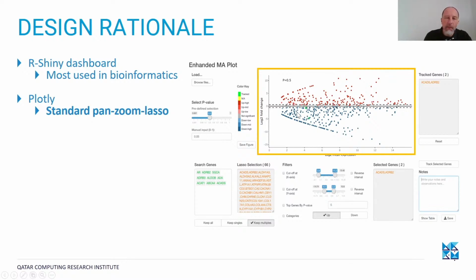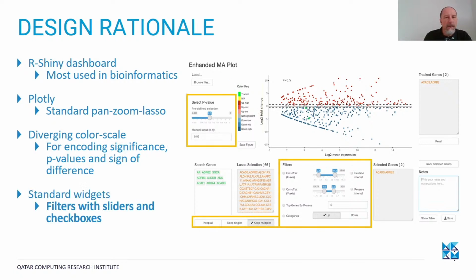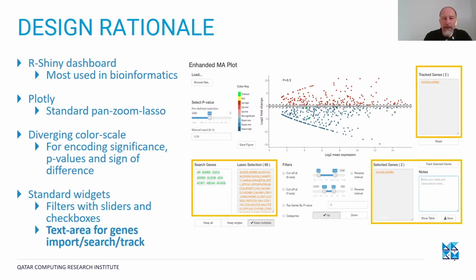For more rationale, we use the diverging color scale for encoding the p-value, because we want to encode the significance and the sign of the difference information. For the filters, we use very standard sliders and checkboxes. And we use text areas to import, search, and track genes.